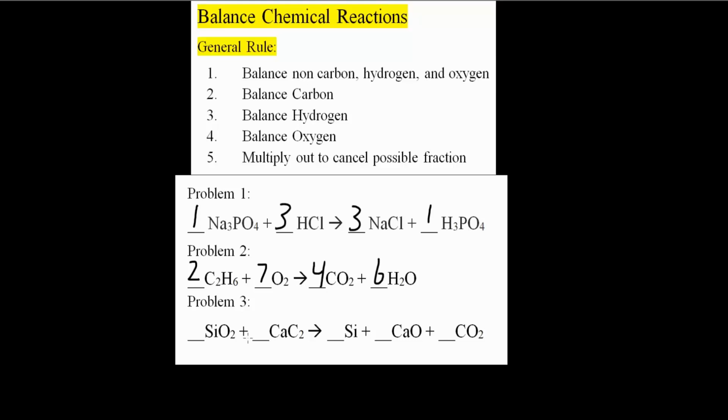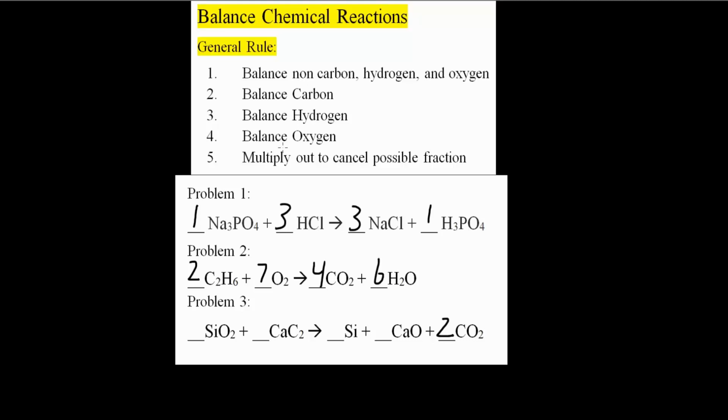So our last problem, we need to first balance out the non-carbons, non-hydrogens, and non-oxygens. We just have silicon, and we have calcium. So silicon is already balanced, 1, 1. Calcium is already balanced, so 1, 1. So the next step is to balance out the carbons. We have a 2 here, and we have a 1 here. So let's put a 2 in the front. Next, we can do hydrogen. There's no hydrogen, so that's done.